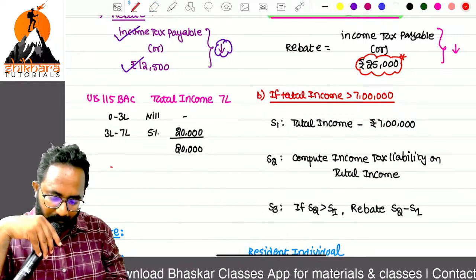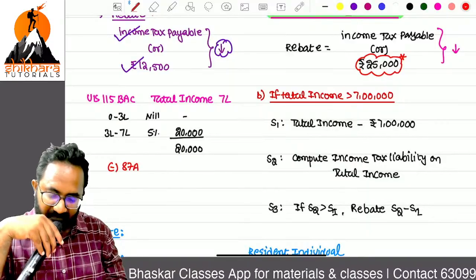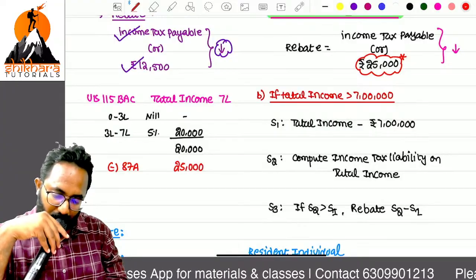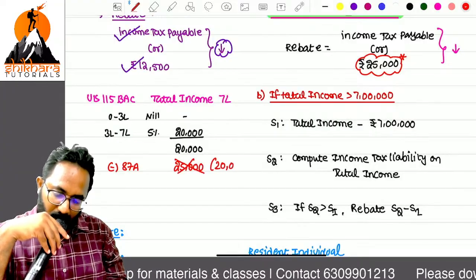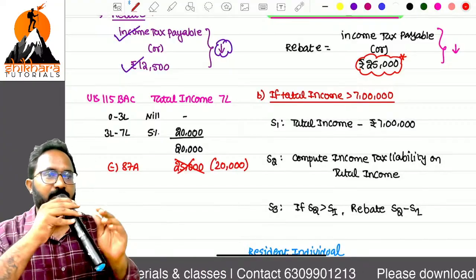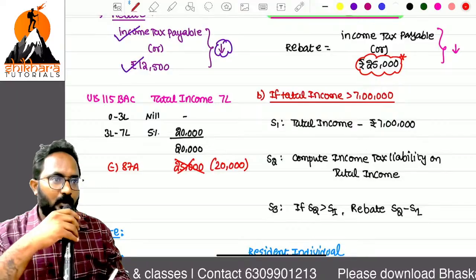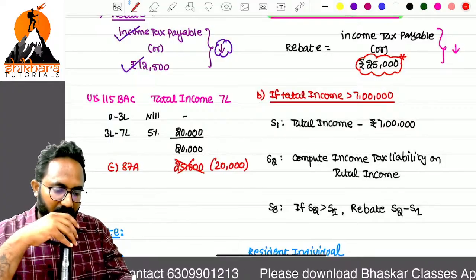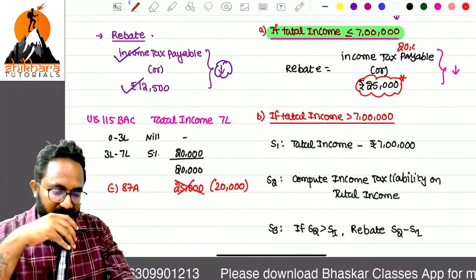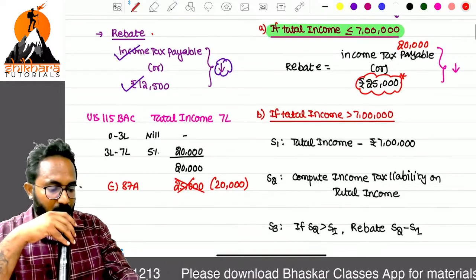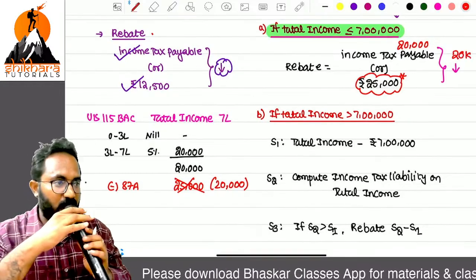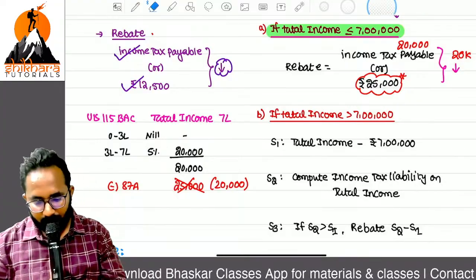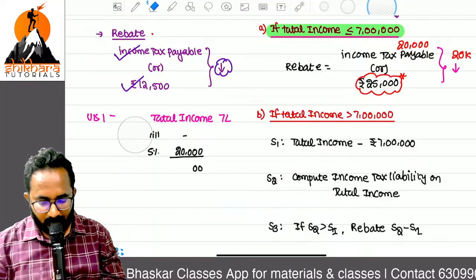Sir, I am eligible for rebate under section 87A, so can I take 25,000? No, whichever is lower is what you have to take: 20,000. You can't get a refund from the rebate. If you take 25,000 here, they would give that amount as a refund, which is not possible. Whichever is lower, your income tax payable itself is 20,000, so the lower amount is 20,000. Only 20,000 you will get as a rebate. Clear up to now, all of you?